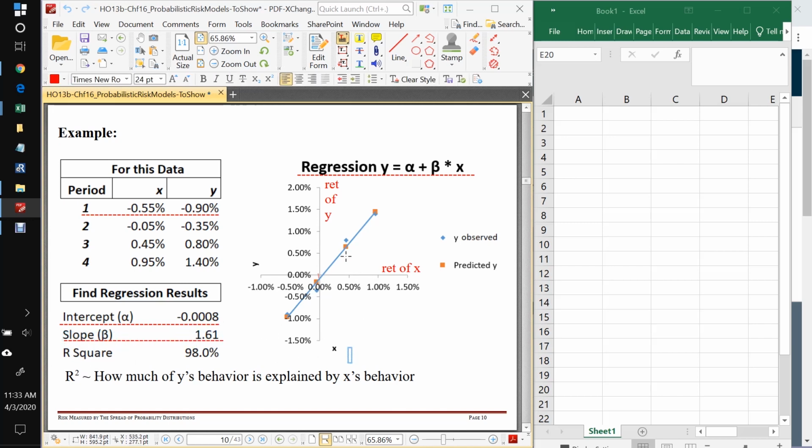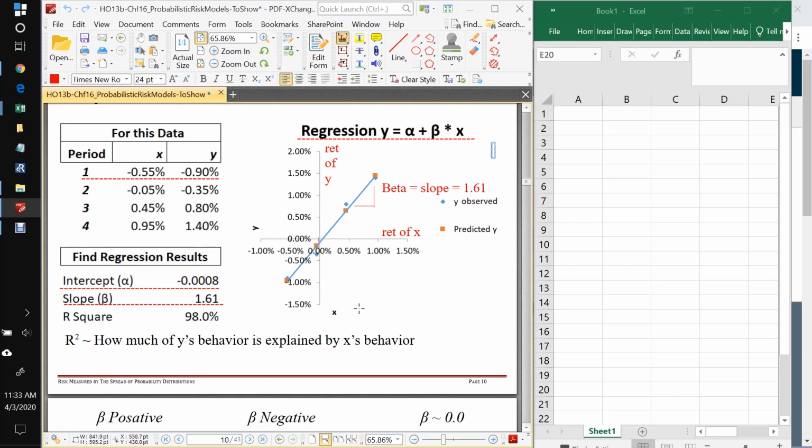Okay, and then beta is the slope of this line. And as you can see, it looks pretty good here, about 1.61. So let me just get my slope of this line here. Here's our beta, and down here is our alpha. And then we also get out of this something that is extremely helpful and important. That's the r squared of the regression.